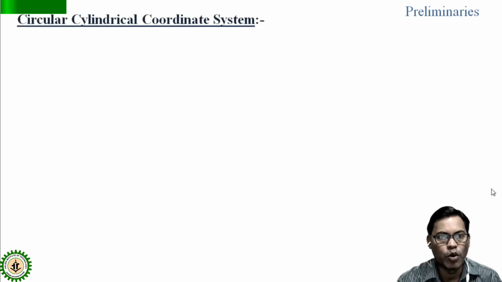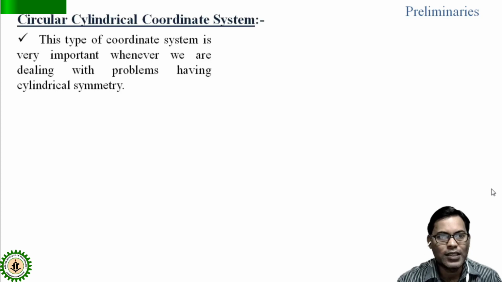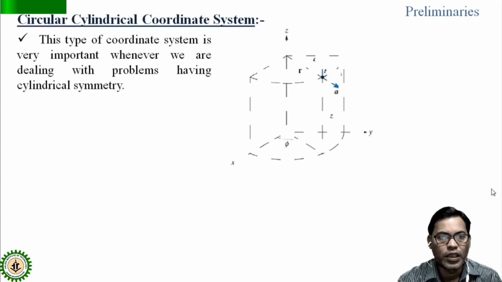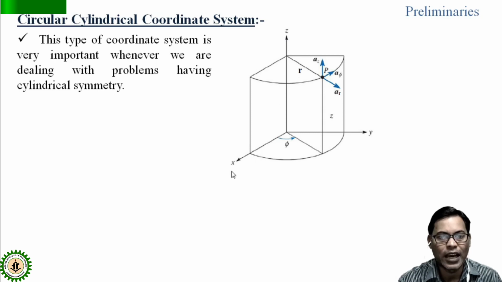The cylindrical coordinate system. This type of coordinate system is very important whenever we are dealing with problems having cylindrical symmetry. So, here the cylindrical coordinate system is given by this diagram. You can see that the x, y, z is representing the Cartesian coordinate system, but the part of the cylinder which is represented here is the cylindrical coordinate system.